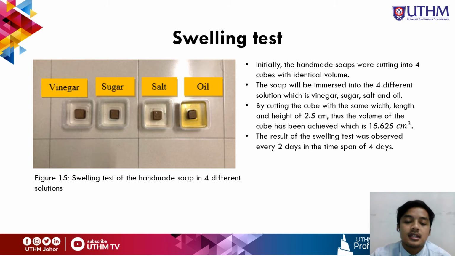Okay, the last one is the swelling test. For the swelling test, the handmade soap was cut into 4 cubes with identical volume. And the soap will be immersed into 4 different solutions, which are vinegar, sugar, salt, and oil. By cutting the cube with the same width, length, and height of 2.5 centimeters, the volume of the cube achieved is 15.625 cubic centimeters. The result of the swelling test was observed every 2 days over a time span of 4 days.